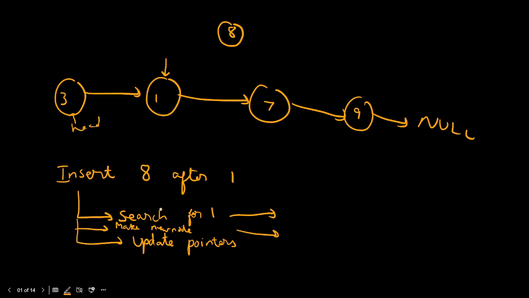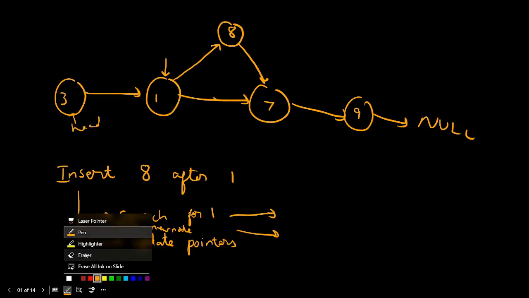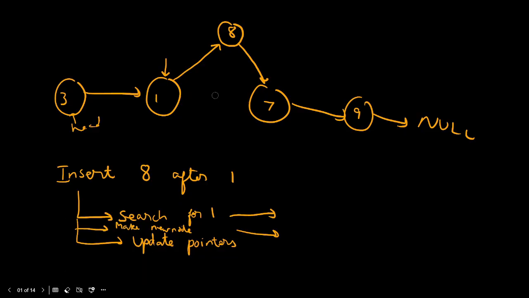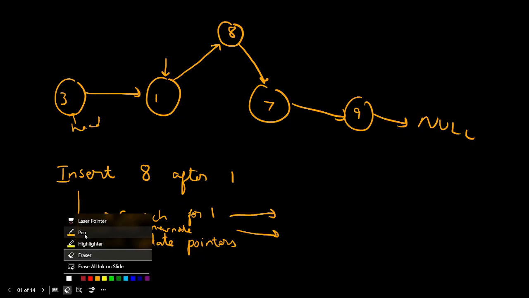Now update the pointers. What do we need to do to update it? All I have to do is change: 1 should point to 8 and 8 should point to 7. And then I should get rid of this old connection. That's it. Now I have inserted 8 successfully. I didn't have to move anything. I didn't have to do any heavy lifting. It was pretty easy to do.